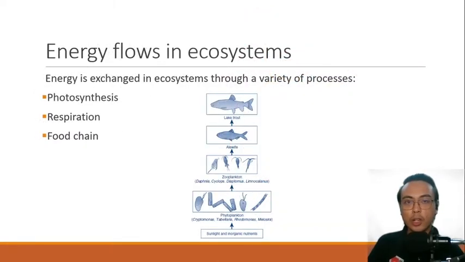This is a closer look into the energy flows in ecosystems. Represented here is a single food chain wherein phytoplankton are your primary producers, zooplankton are your primary consumers, and then you have fishes as your secondary and tertiary consumers. The energy flow in the ecosystem is represented by several processes. Two of those important processes are photosynthesis and respiration.